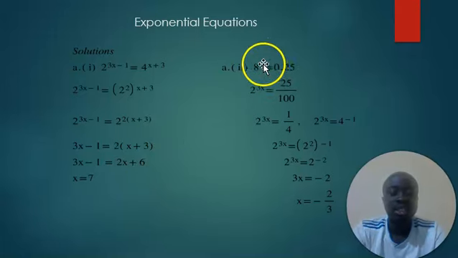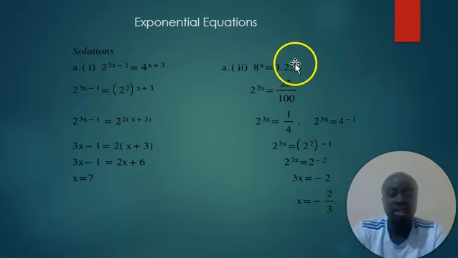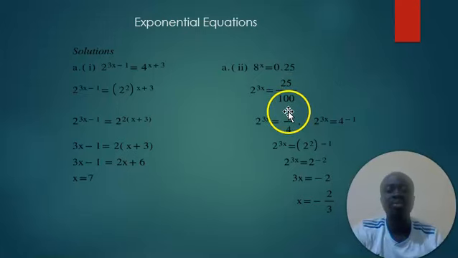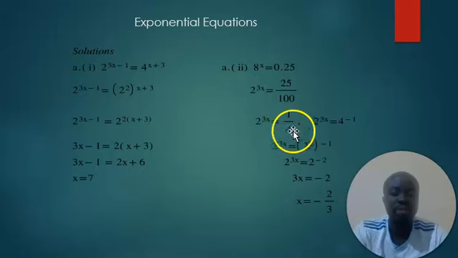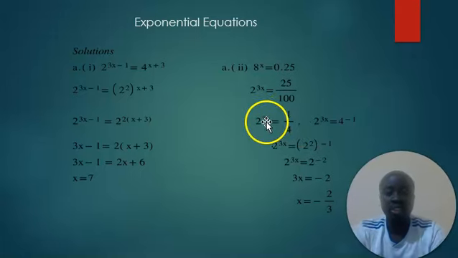Now this one is another linear one. 8 to the power x is equal to 0.25. 0.25 is the same as 25 over 100. So when you reduce this one, 25 goes into 100 4 times. So you have 2 raised to the power 3x is equal to 1 over 4.